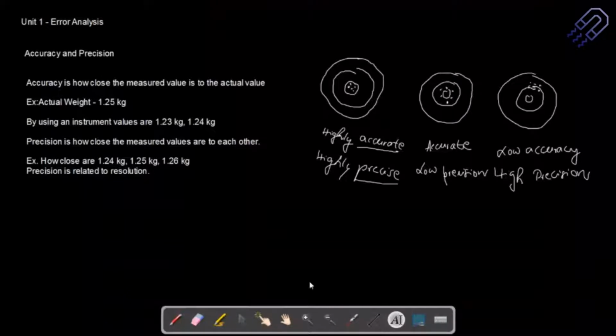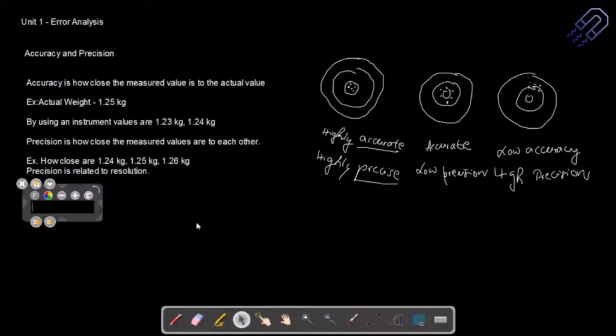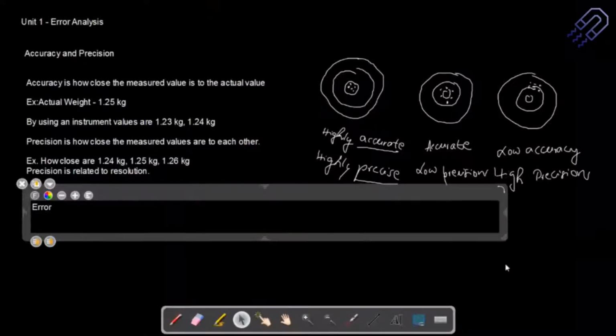Okay, since we are talking about error analysis, we should know what error is here. So basically, whenever you are going to do any kind of measurement, there is going to be some kind of uncertainty involved. So that is what error is all about. If there is any kind of uncertainty, we basically call it an error. But you need to understand that it's not that everything will be uncertain.